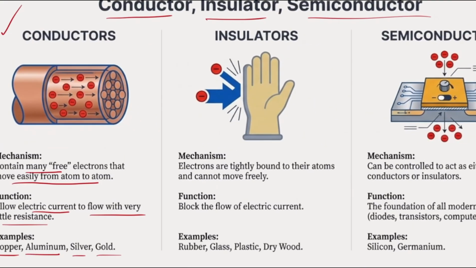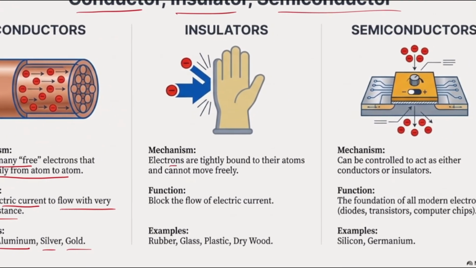Then we have the insulator. It means that electrons are tightly bound to their atoms and cannot move freely. This could be plastic, rubber, glass, anything. The function is to block the flow of electric current. What is the flow of electric current? It means the movement of electrons.